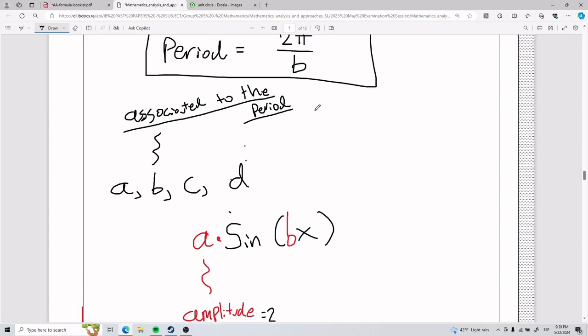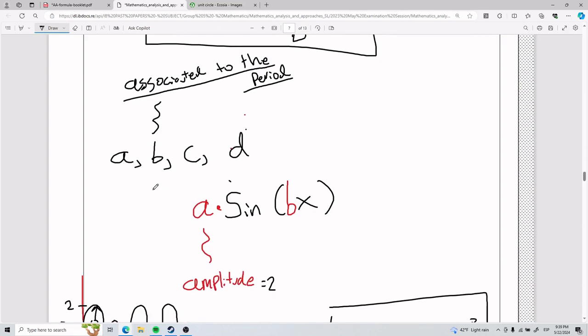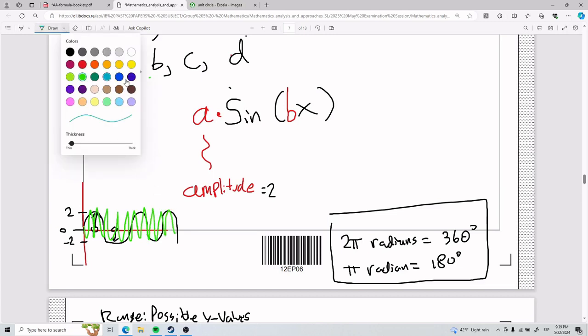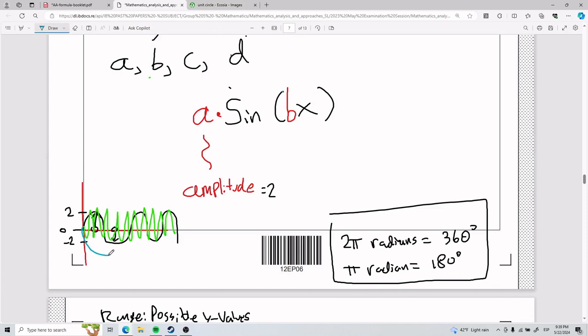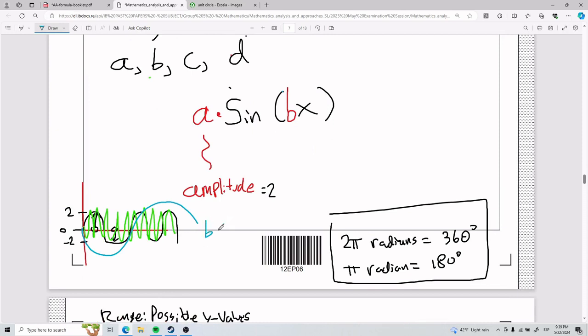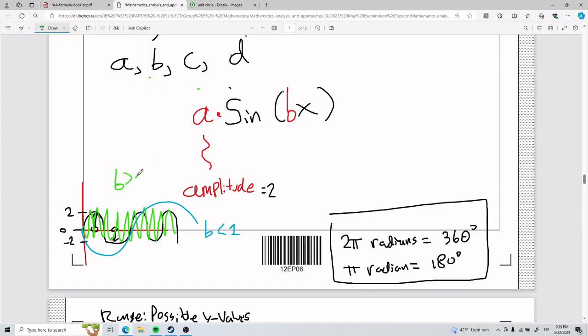B is just sort of associated to the period, right? Think about it this way. If you have a b that is bigger, that means your function is doing repetitions more quickly, right? So this is a bigger b. And a smaller b, like less than 1, means that your repetitions are a little bit longer than before, okay? And so that's the idea. A b that is less than 1 would look something like this, and a b that is greater than 1 would do its repetitions more quickly. That's the main idea I'm trying to tell you guys.